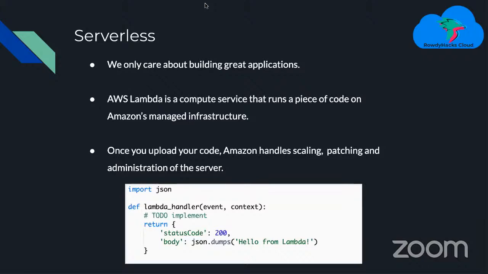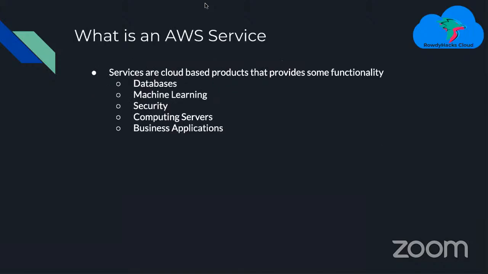So as a little example down there, we have a piece of Python code. And essentially, the Lambda handler is kind of like the main function. And if it runs successfully, it's going to return a status code of 200, and in the body, it'll print out hello from Lambda. It's important to note that it doesn't have to be Python. You can have Java, you can have Go, there's Node.js, there's all types of different languages. RowdyHacks specifically uses Python just because all of our developers know it, so it's really easy to get up and running really quick with that.